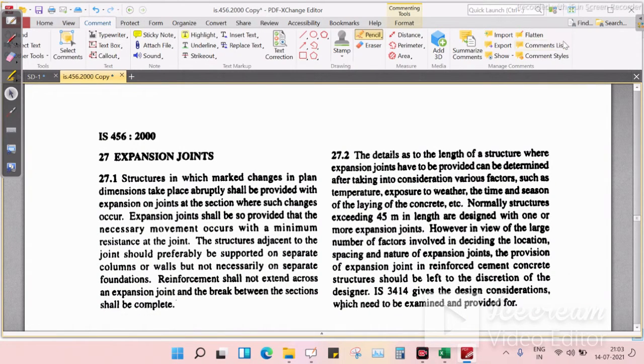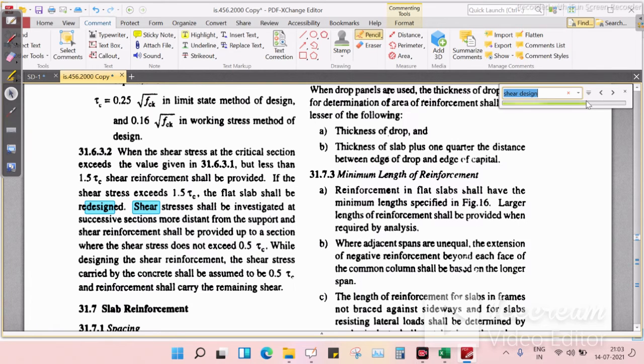Okay, shear design, let me show you. Okay, yeah, what is that?